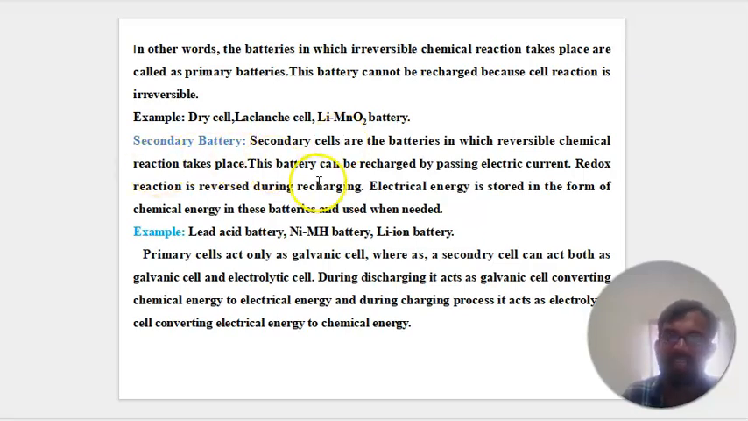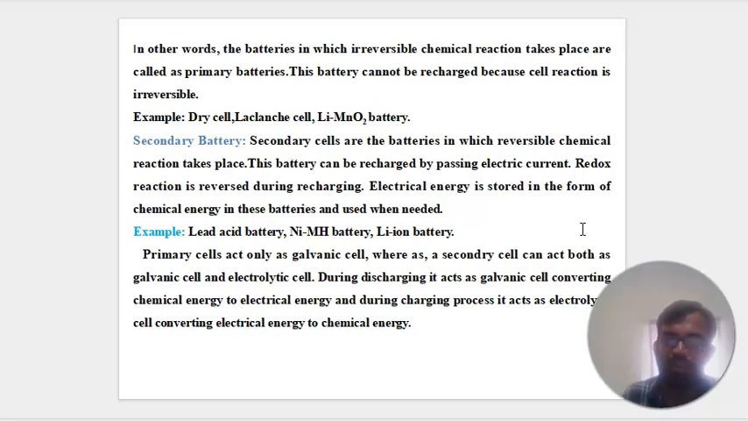Then the second one is the secondary battery. Secondary cells are batteries in which a reversible chemical reaction takes place. This battery can be recharged by passing electric current. The redox reaction is reversed during recharging. So electrical energy is stored in the form of chemical energy in these batteries and used when needed. Lead acid batteries, nickel metal hydride batteries, and lithium ion batteries are secondary batteries.